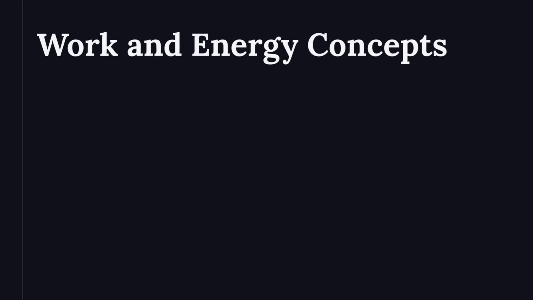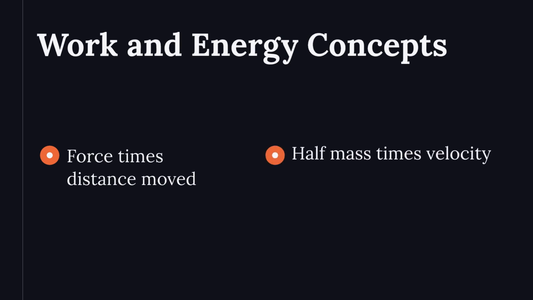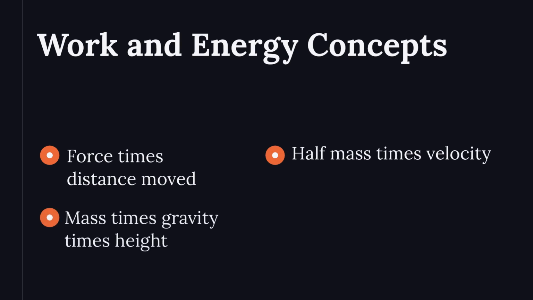Work is force times distance moved in the force's direction. Kinetic energy is half mass times velocity squared. Gravitational potential energy is mass times gravity times height. Power is work divided by time. These concepts apply to real-world scenarios.